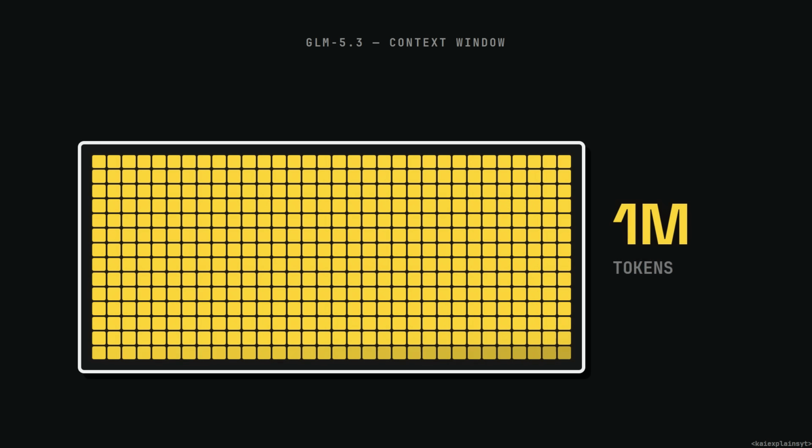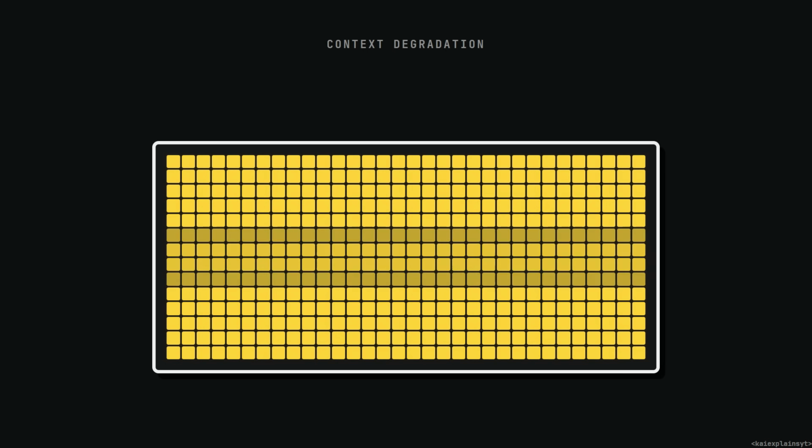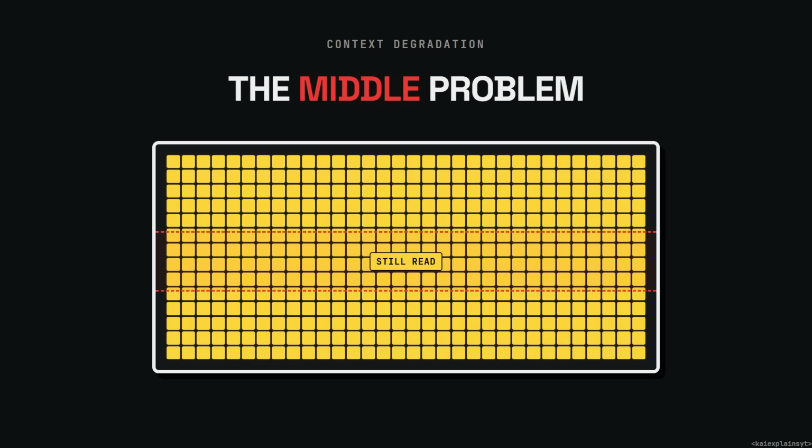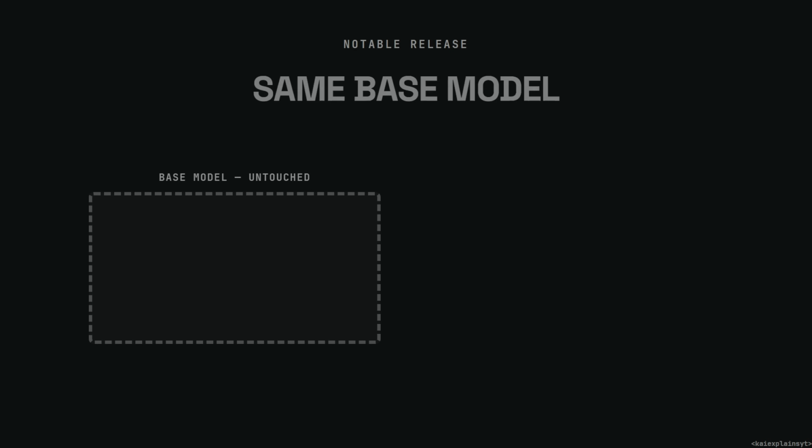What makes GLM 5.3 stand out is its 1 million token context window, and it actually uses it properly. Most models degrade in the middle of very long contexts, where important facts buried halfway through the input get quietly ignored. GLM 5.3 handles this better than most, which matters if you're pasting entire code bases into the prompt. It's a notable release because Z AI didn't touch the base model at all.